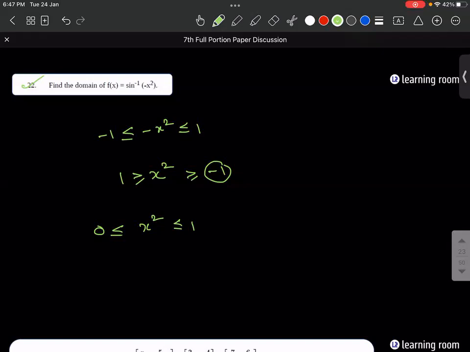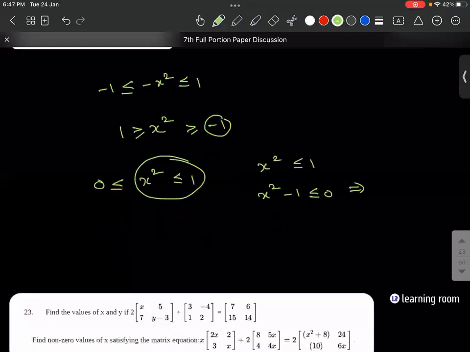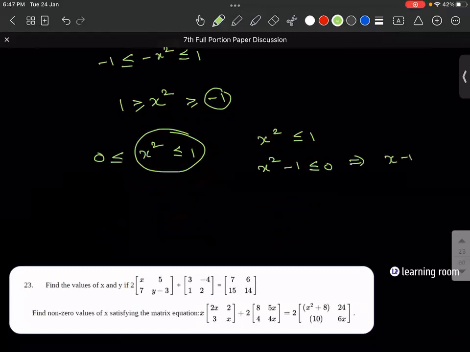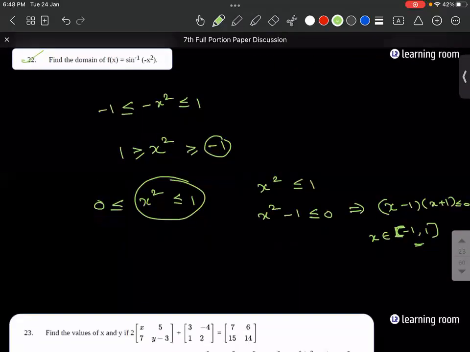Right? So tell me how to solve this. Here I can conclude that x square is less than or equal to 1. So x square minus 1 is less than or equal to 0, which implies x minus 1 into x plus 1 is less than or equal to 0. x belongs to minus 1 to 1. This is the domain.